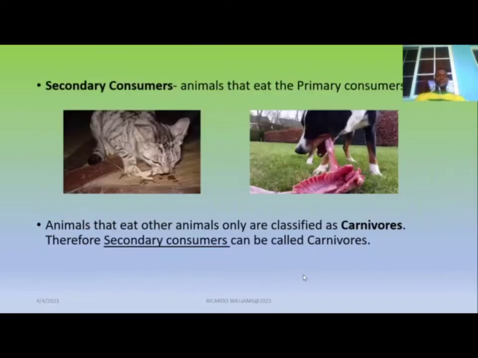call those herbivores. Secondary consumers is another type of consumer now. Animals that eat primary consumers, or in other words, animals that eat other animals, right, are classified as secondary consumers. Now, secondary consumers are also known as carnivores, because carnivores actually eat other animals. Alright, so you can see there the picture with a cat eating a lizard, a dog eating the carcass of a rabbit or some other animal.